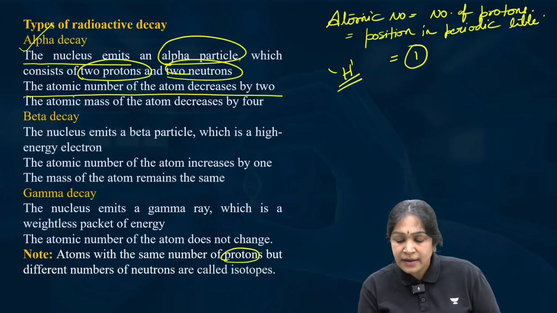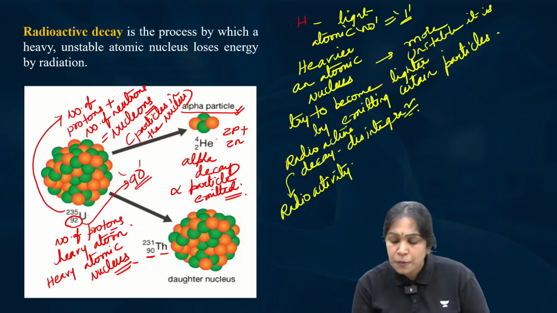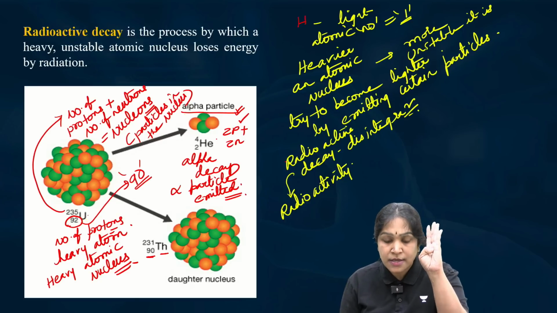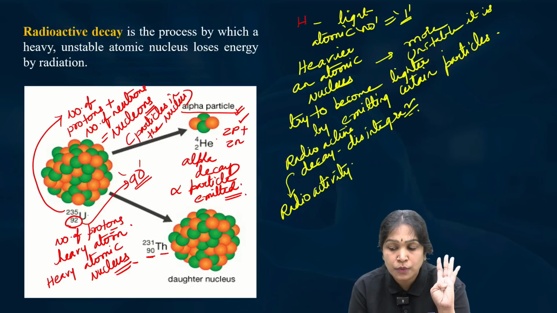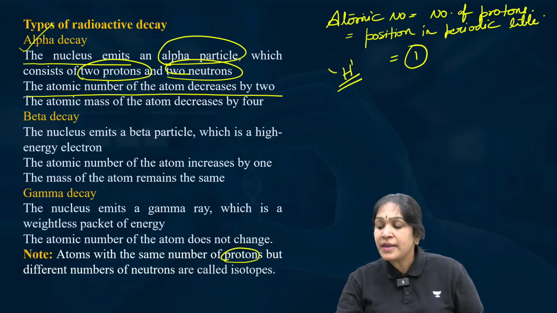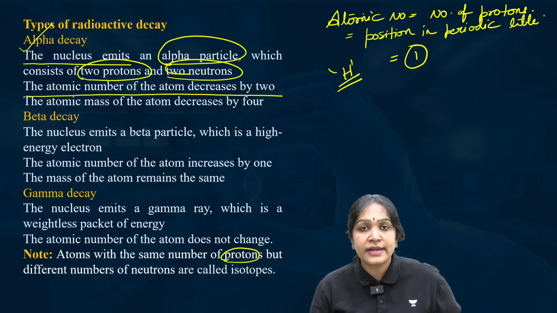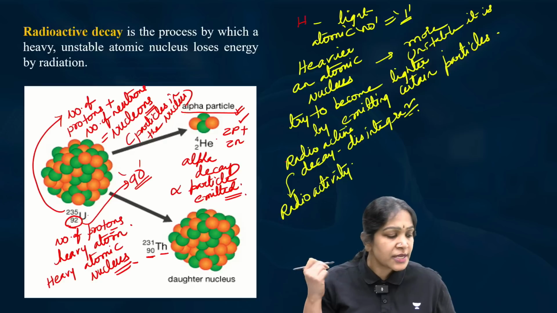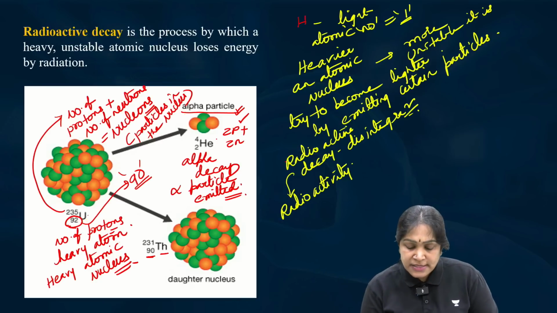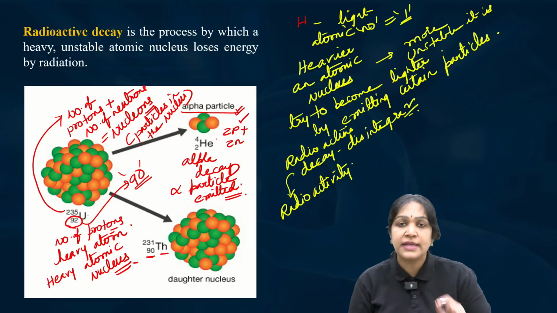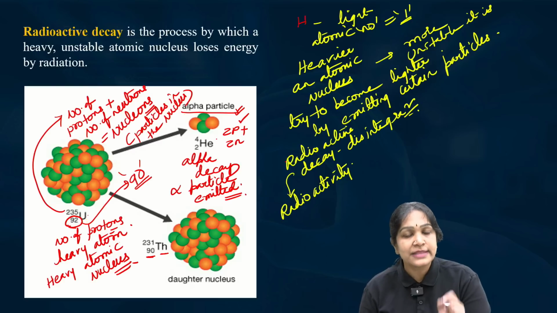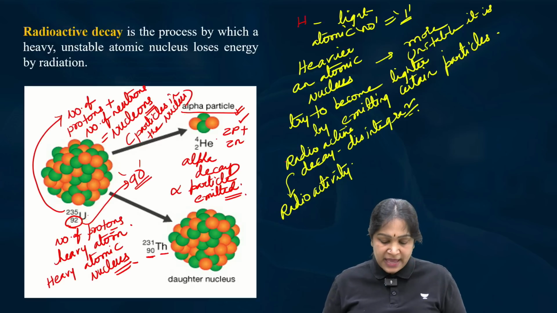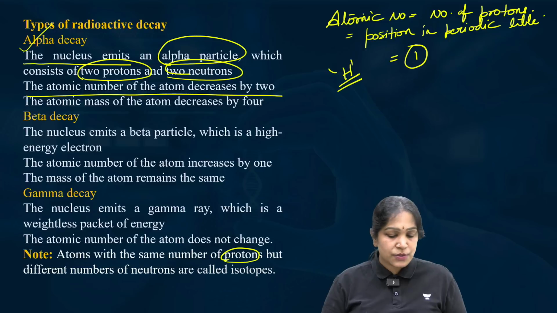So, the atomic number decreases by 2 because 2 protons are released. Look at here, 2 protons released. So, the atomic number decreases by 2. And I told you that atomic number and position in the periodic table is the same. So, when the atomic number changes, the position in the periodic table also changes. Uranium is the 92nd element in the periodic table. Thorium is the 90th element in the periodic table. So, after alpha decay, the uranium became thorium. Okay. So, this is called alpha decay.